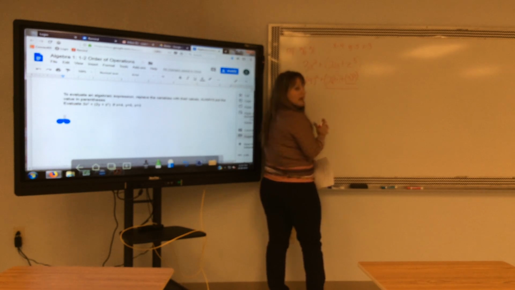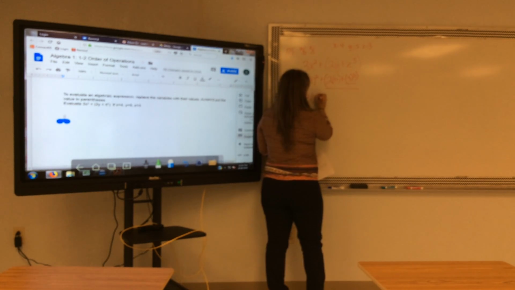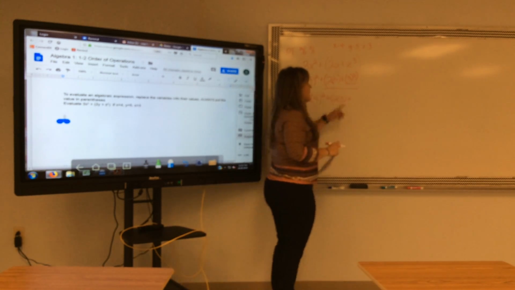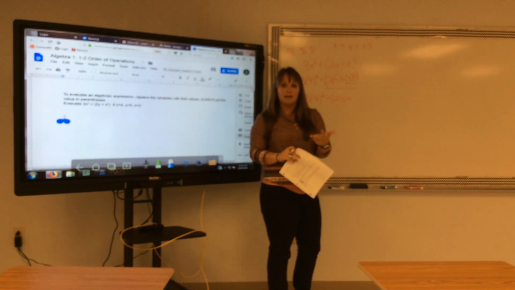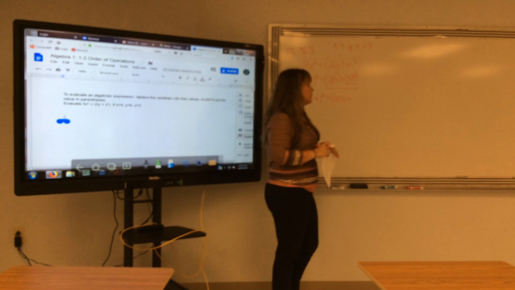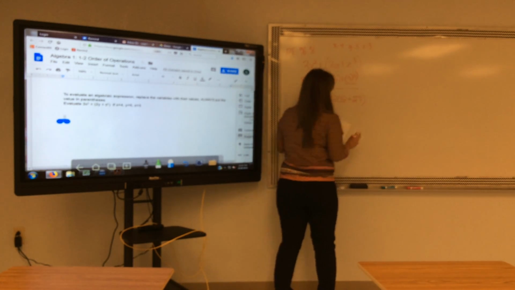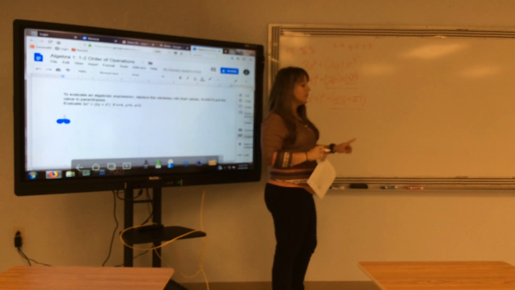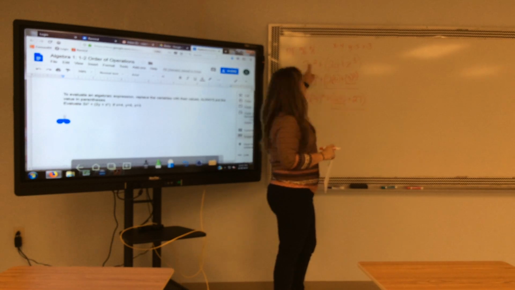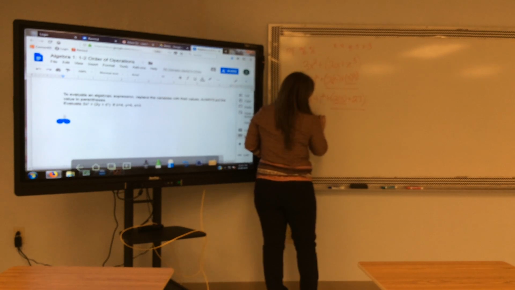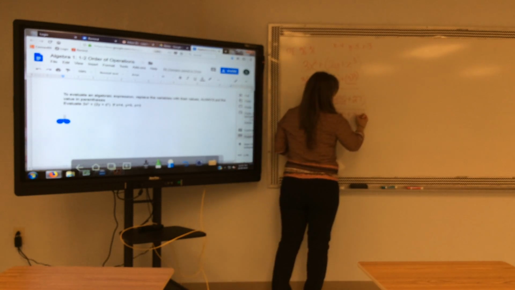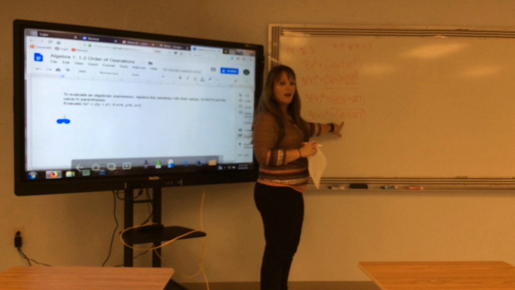So I copy everything else down exactly how it looks. 3 parentheses 4 squared plus parentheses. I still have that 2 times 5 plus, now 3 cubed is 3 times 3 times 3. So 3 times 3 is 9, times 3 is 27. Okay. Still working here inside of my grouping symbols first. I'm going to do that multiplication first because I have 2 times 5 plus 27. Orders of operation tell me to do multiplication before I do addition. So I have 3 parentheses 4 squared plus, and then inside of my parentheses I have 10 plus 27. That 10 just came from 2 times 5 is 10.